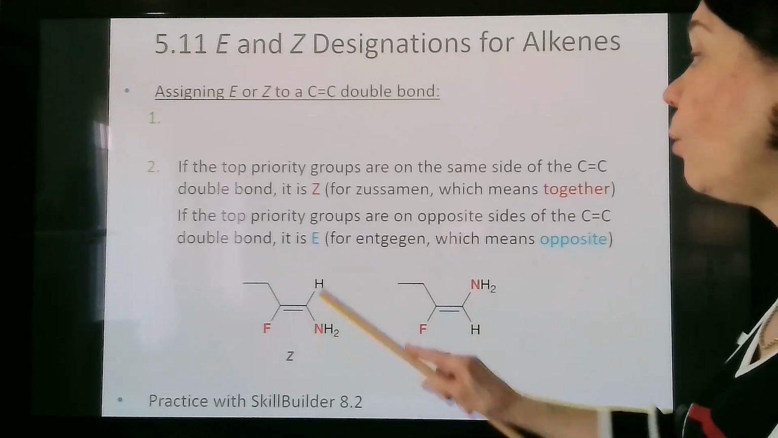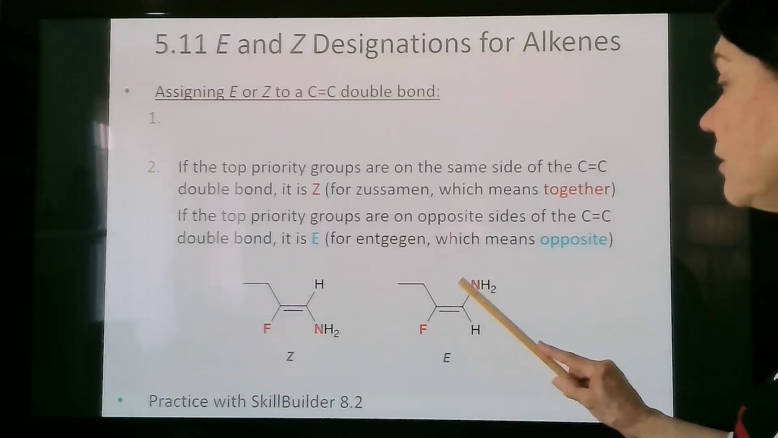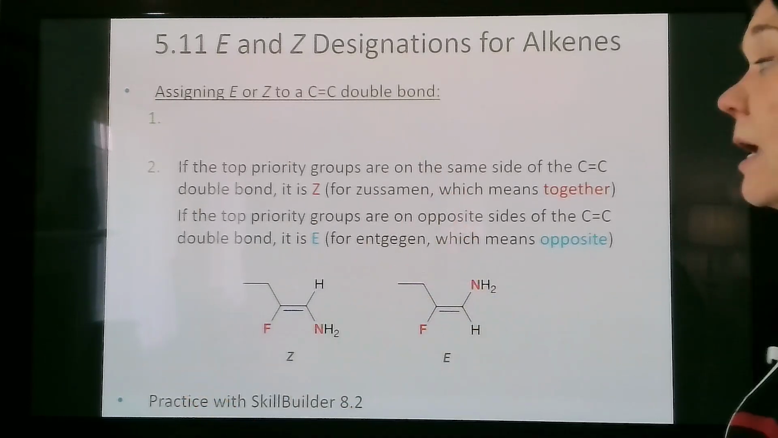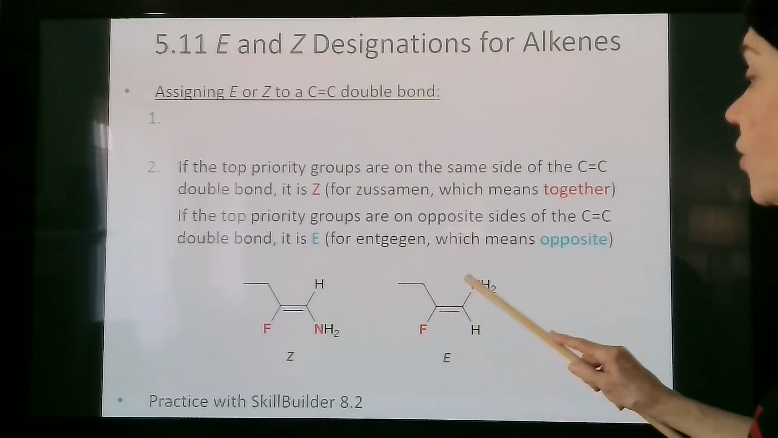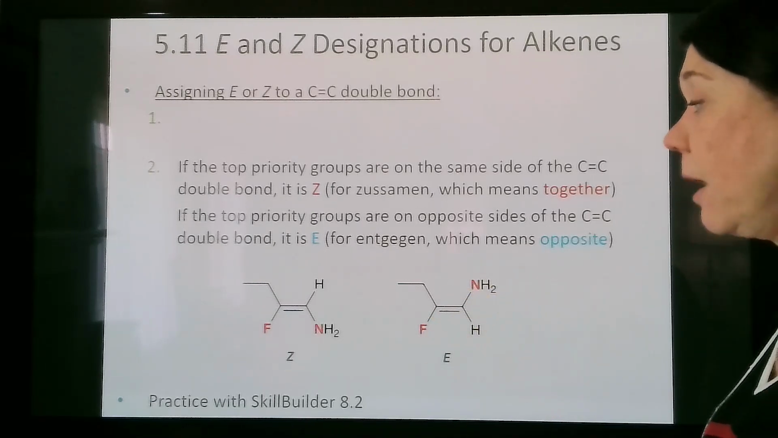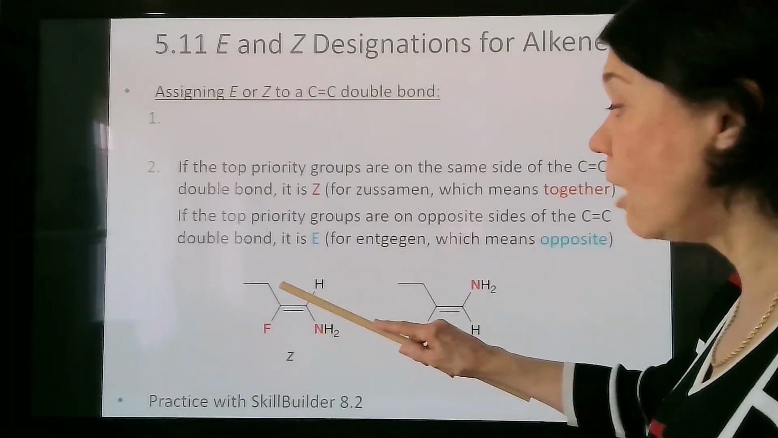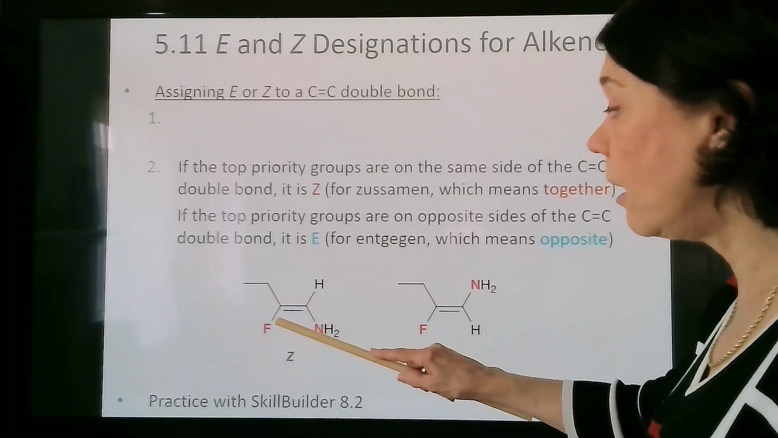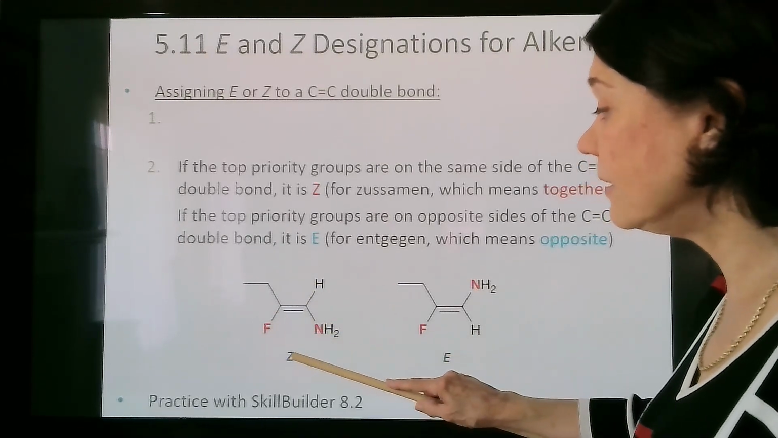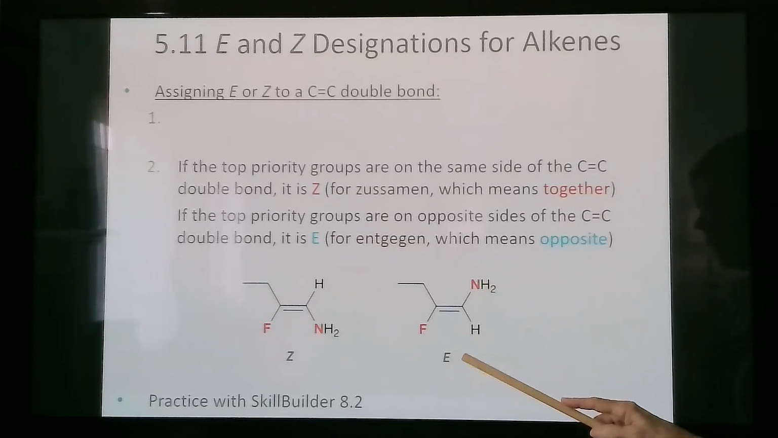Here, the word entgegen means opposite, on opposite sides. So this is sort of similar to the word trans, across, but here entgegen means opposite in German. So they're on opposite sides of the double bond. Here this would be similar to cis, except we don't have two CH bonds. We have only one, so we have to use zusammen, abbreviated Z. Here we're using entgegen. This is abbreviated E.